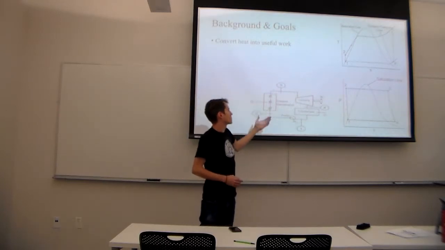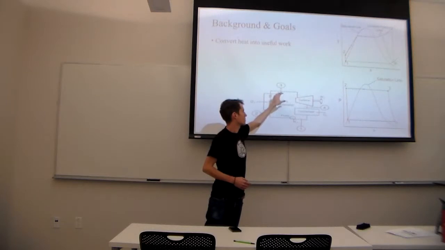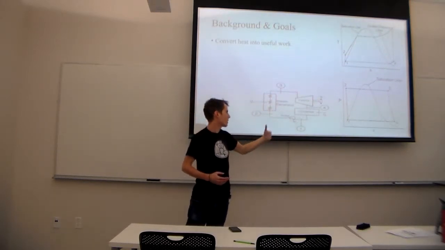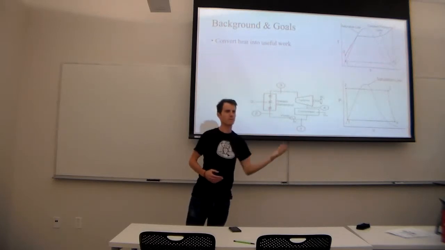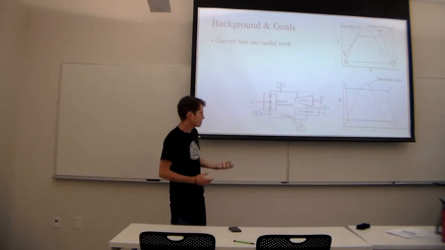Going from 2 to 3, you're converting your water into steam through your boiler. Going from 3 to 4, you're going through your turbine and getting your work done. And then after your turbine, we need to condense the steam back into water to run back to the pump so that we don't cavitate it.